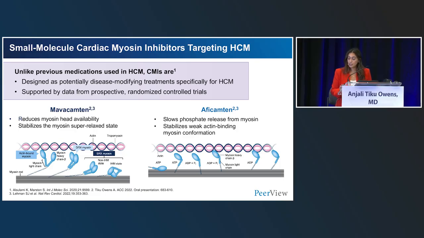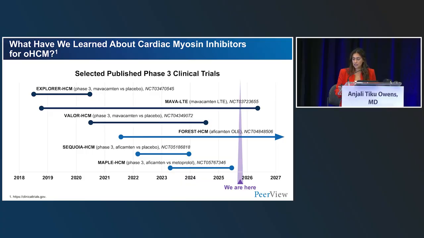First-in-class agent, as I mentioned, is mavacamten, and the next-in-class agent is aficamten. So we'll talk about data for both of those agents. And here's where we are with clinical trials. So the first pivotal phase 3 trial for mavacamten was the EXPLORER trial that led to FDA approval. The MAVA long-term extension, or MAVA-LTE, was those patients from EXPLORER who joined an open label extension trial. The second phase 3 for mavacamten was the VALOR trial.